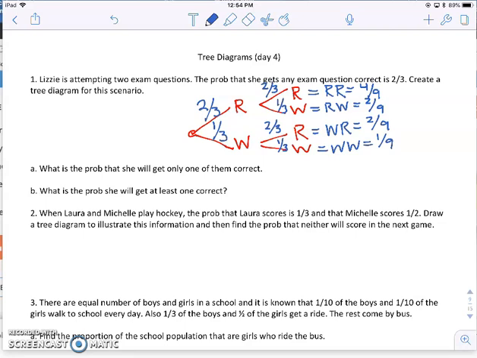So what is the probability that she will only get one of them correct? That would be right, wrong, or she could get wrong, right. If we add those together, we have 4 ninths. What is the probability that she will get at least one correct? That's right, right, plus right, wrong, plus wrong, right. If we add those together, 4, 5, 6, 7... we have 8 ninths.